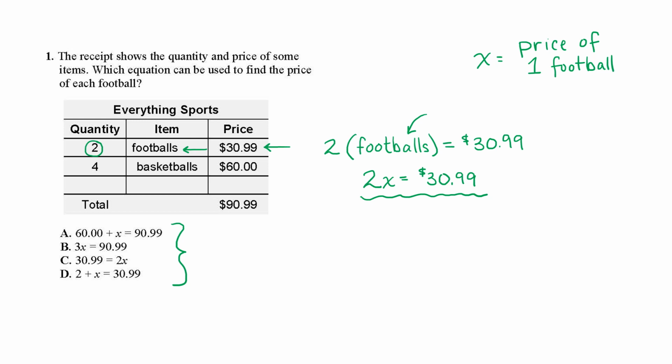When we look at our options, the best option is C. The order has changed, but really they've just written it with the dollar amount first, and then our expression 2x. Now to find out how much an actual football does cost, we would divide by 2 and divide by 2.